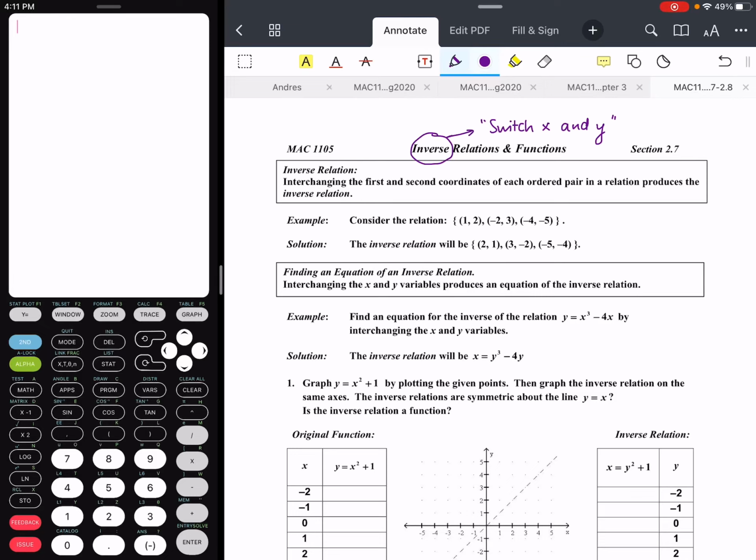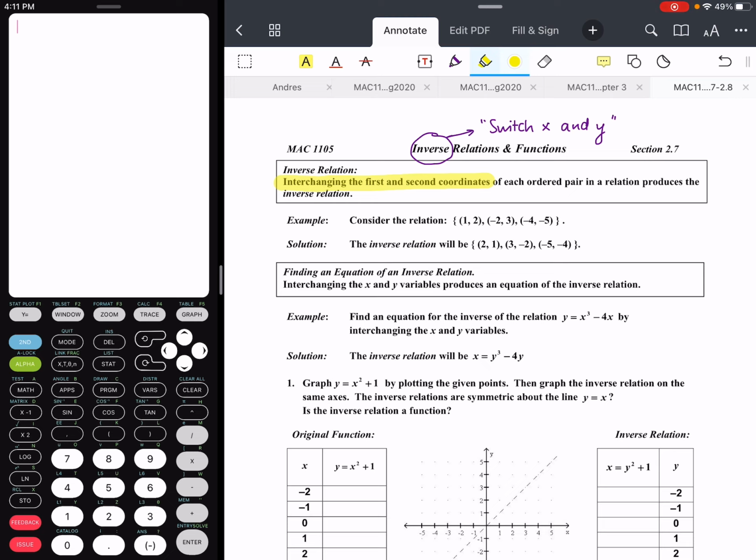Now we'll discuss inverse relations and inverse functions. First of all, let's remind ourselves what a relation is. Any set of ordered pairs we can consider a relation, whether it's a function or not. And an inverse relation is a result of interchanging the first and second coordinates of each ordered pair. So when we switch the first and second coordinates of each ordered pair, that produces the inverse relation.